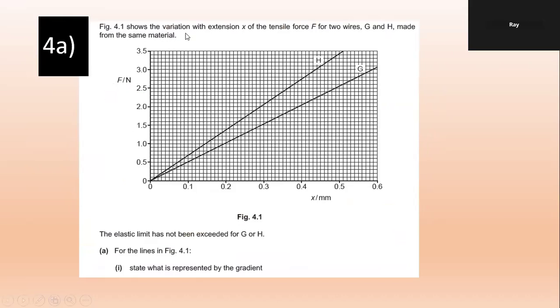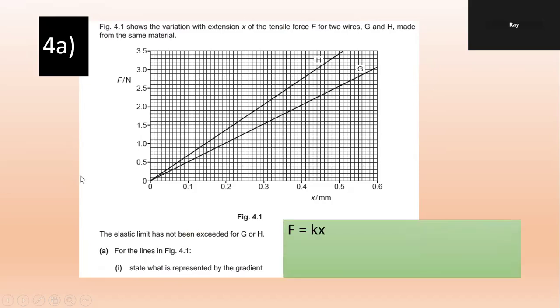Figure 4.1 shows a variation with extension X of the tensile force for two wires G and H made from the same material. The elastic limit has not been exceeded for G and H. On the line in figure 4.1, state what is represented by the gradient. Go to your formula. If you can remember, memorize it. If not, go to your formula.